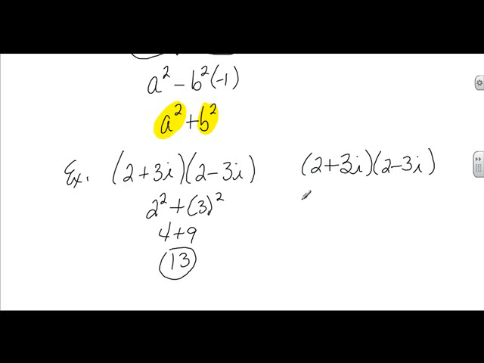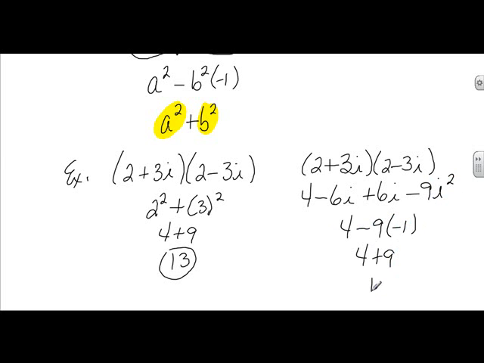Two times 2 is 4. 2 times minus 3i is minus 6i. 3i times 2 is plus 6i. 3i times negative 3i is negative 9i squared. So you're going to end up with 4 minus 9 times negative 1. 4 plus 9 is 13. But you don't have to do the multiplying it all out and showing all those steps if you learn the pattern.